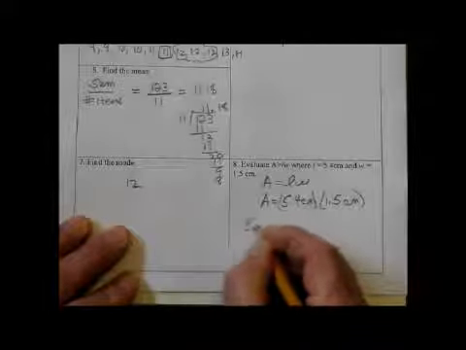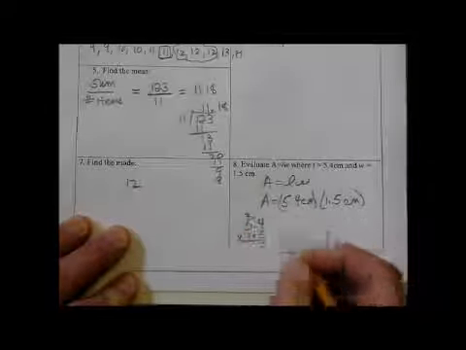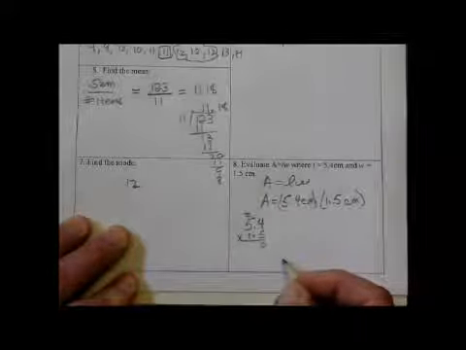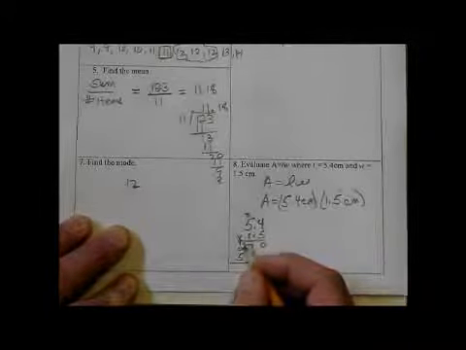So I go 5.4 times 1.5. 5 times 4 is 20, carry the 2. 5 times 5 is 25, plus 2 is 27. 1 times 4 is 4. 1 times 5 is 5. I go 0. 7 plus 4 is 11. And then 1 and 2 is 3 and 5 is 8.